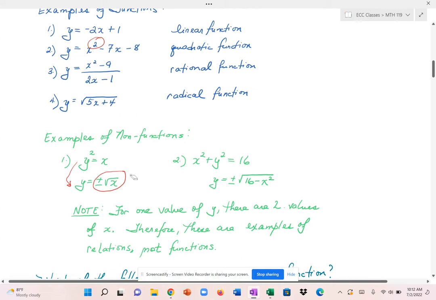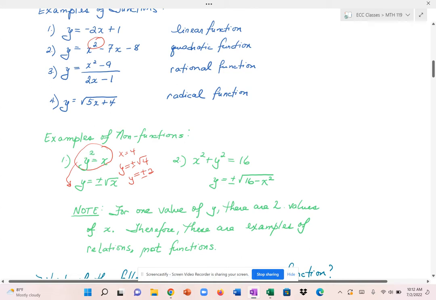So for example, if I said, all right, what if x is equal to 4? Then y would be plus or minus root 4, which means plus or minus 2. So when x is 4, y is 2, and when x is 4, y is also negative 2. That cannot occur. You can't have two different values of y for one value of x when you have a function. So although this is a definition between two variables, it is not considered to be a function.